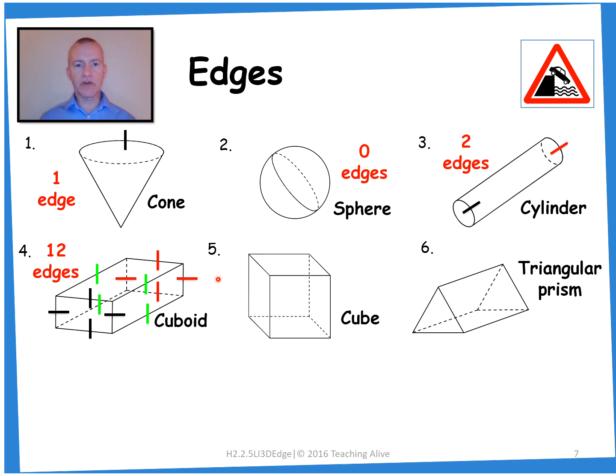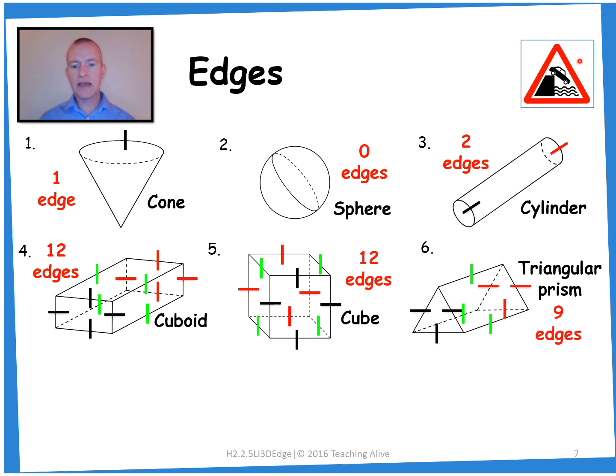And let's move on to our cube again. The same as our cuboid, we have 1, 2, 3, 4 edges on our front face, 4 edges in the middle and 4 edges on the back, giving 4 add 4 add 4, giving 12 edges. With number 6, our triangular prism, we have 1, 2, 3 edges on the front, matching 3 edges in the middle, and then 3 on the back, giving 3 add 3 add 3, giving 9 edges in total.